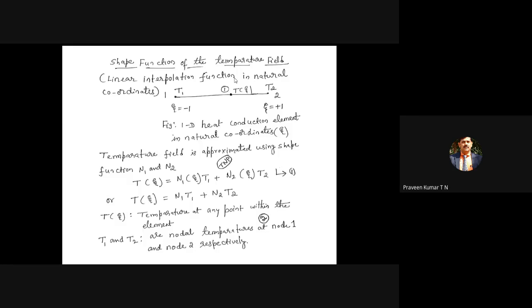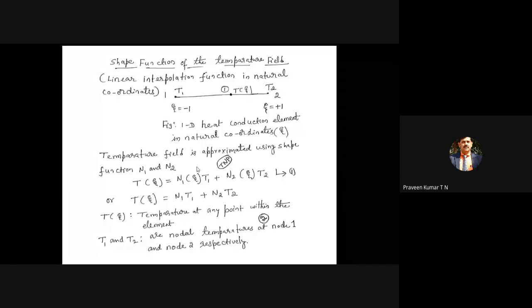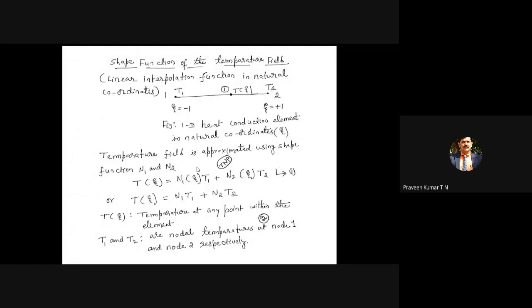So now the temperature field is approximated using shape functions N1 and N2. Shape functions are nothing but interpolation functions. In the case of the beam, there are four shape functions or interpolation functions H1, H2, H3, H4, because each node of the beam has 2 degrees of freedom: one is the transverse displacement and one more is rotation.